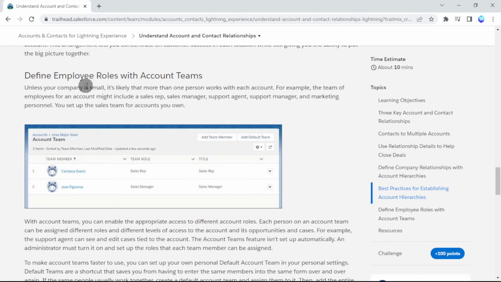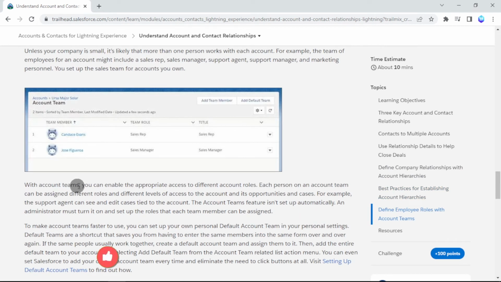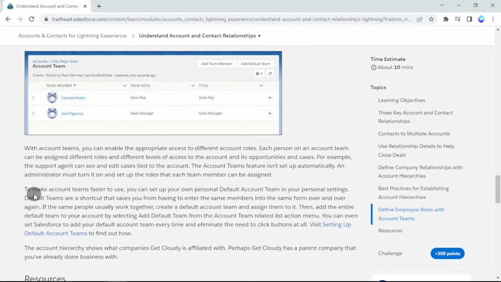Next, it defines employee roles with account teams. With account teams, we can enable the appropriate access to different account roles. Each person on an account team can be assigned different roles and different levels of access to the account and its opportunities and cases. To make account teams faster to use, we can set up our own personal default account team in our personal settings.